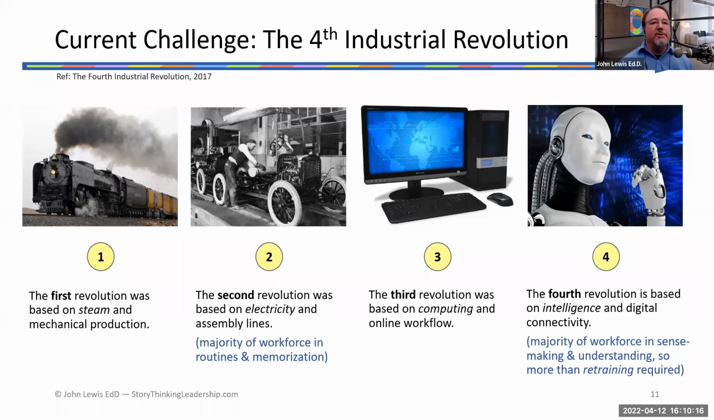That's going to require more than just retraining. So we're going to hear people say, look, we've been through revolutions before. We'll just retrain people. There'll be new types of jobs we'll retrain them for. But think about it this way.